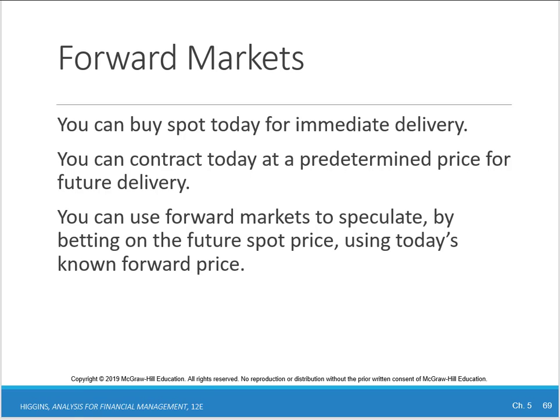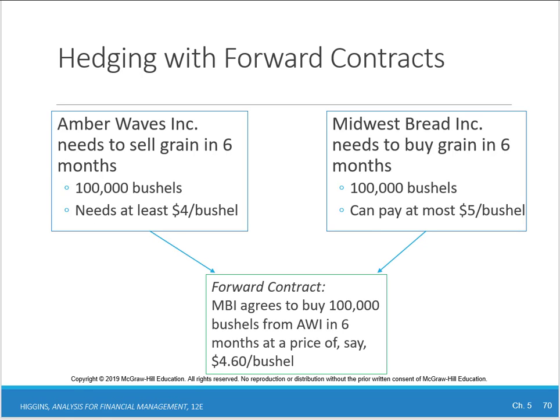So when you get into this contract, you are obligated. You're obligated to comply with either buying or selling whatever the commodity is. So how can we hedge? How can we reduce risk?